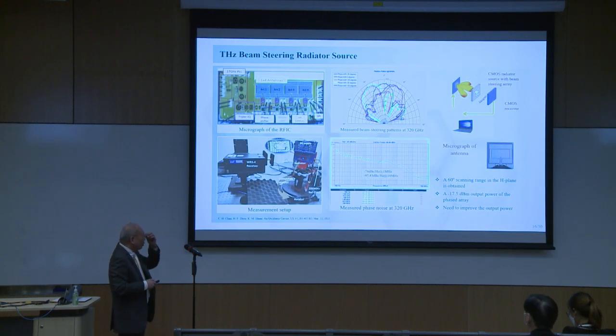Now, we want to provide electronic beam steering. Here we show an IC that we have designed that operates at 320 gigahertz so that it can provide electronic beam steering, going from minus 30 degrees to positive 30 degrees, and we make use of a microstrip patch antenna with cavity backing. The output of this IC, however, is very small. It only has 16 microwatts. We hope to increase the output power.